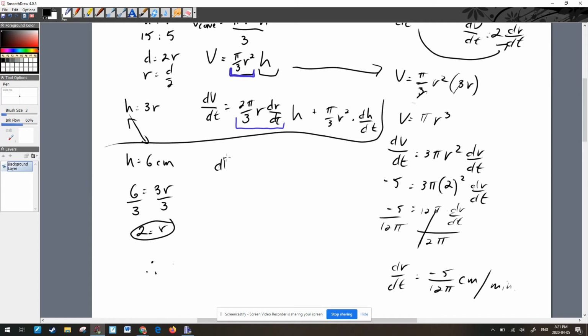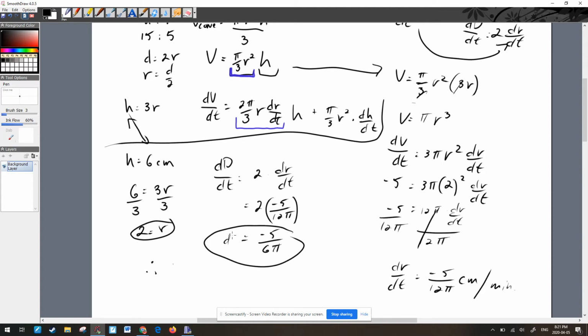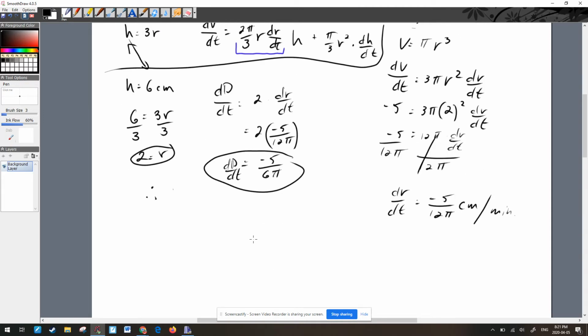We had that dD/dt is equal to 2 times dr/dt. So it's going to be 2 times, and I know dr/dt is negative 5 over 12 pi. So that would simplify to be negative 5 over 6 pi. So there is dD/dt. We could get a decimal for this, but I'm always happy for you to give me exact answers.